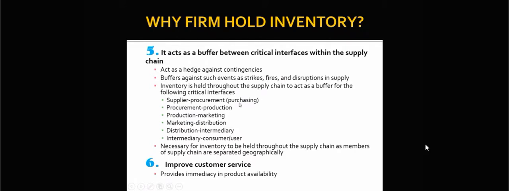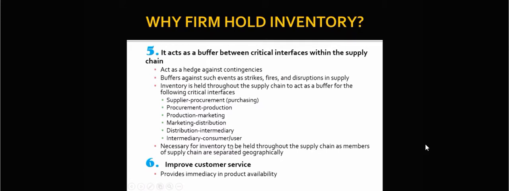Supplier procurement, purchasing. Supplier kita sukar nak dapatkan bahan mentah. Or procurement production. Bila perolehan dan juga bila nak penghasilan produk ni tadi ada gangguan. Ataupun production to marketing, bila ada gangguan dari segi production dan juga dari segi kita punya pemasaran lah. And then marketing distribution, buffer antara bila kita buat pemasaran dan juga bila kita buat pengagihan. And then distribution to intermediary to consumer or user. So these are all the critical interfaces. That is why we need to have the inventory.